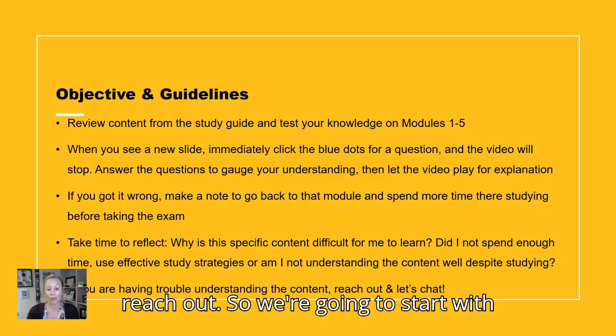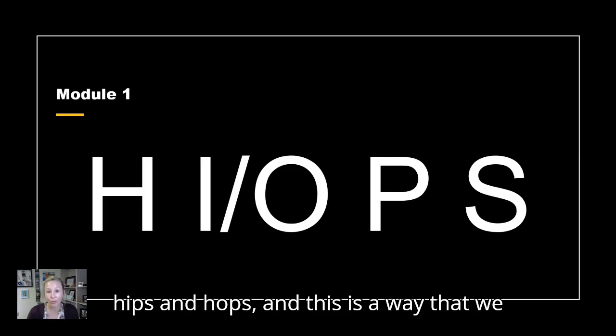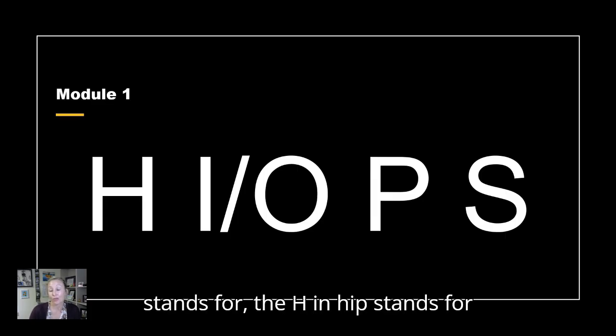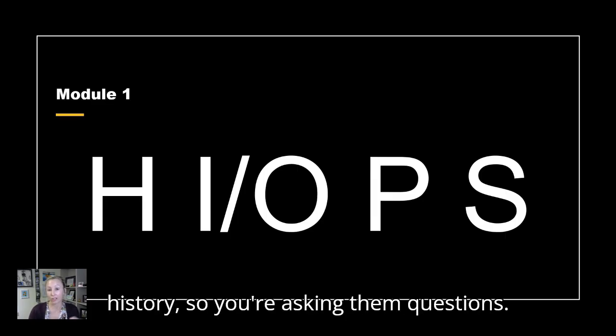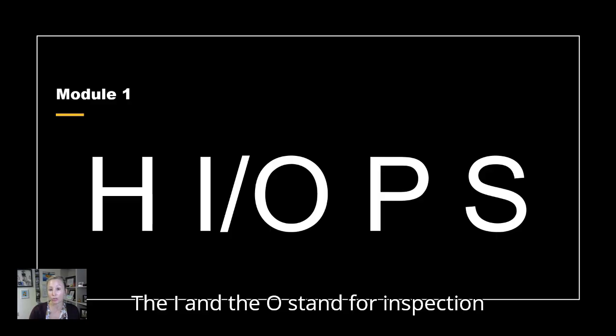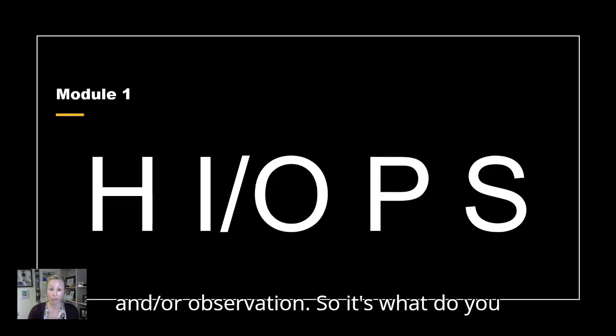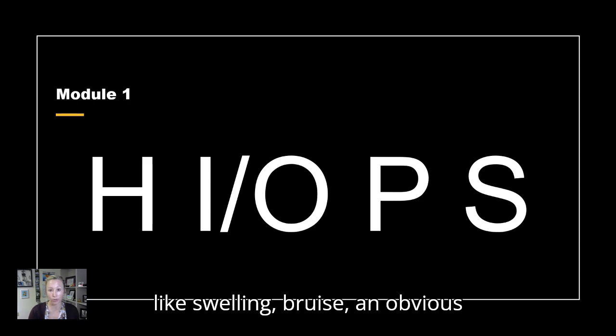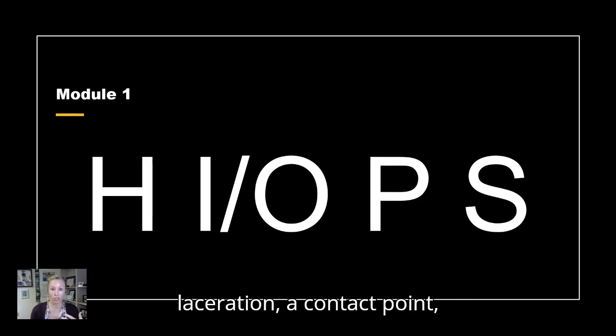We're going to start with HIPS and HOPS, and this is a way that we assess injuries. The H in HIPS stands for history, so you're asking them questions. The I and the O stand for inspection and/or observation. So it's what do you see? What are you seeing there? This is like swelling, bruise, an obvious laceration, or a contact point.